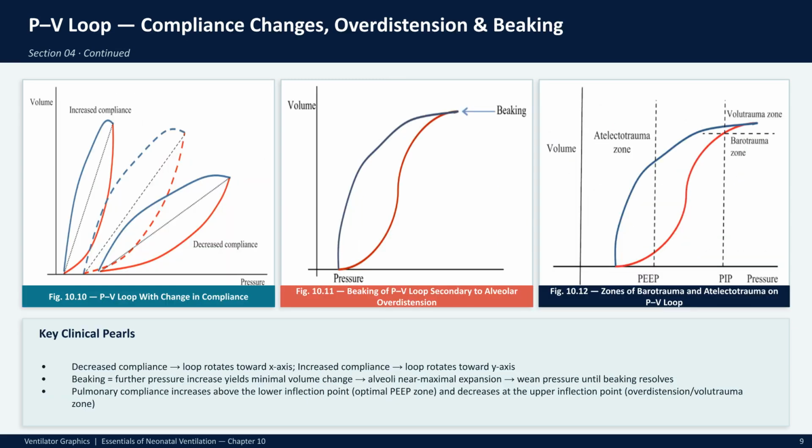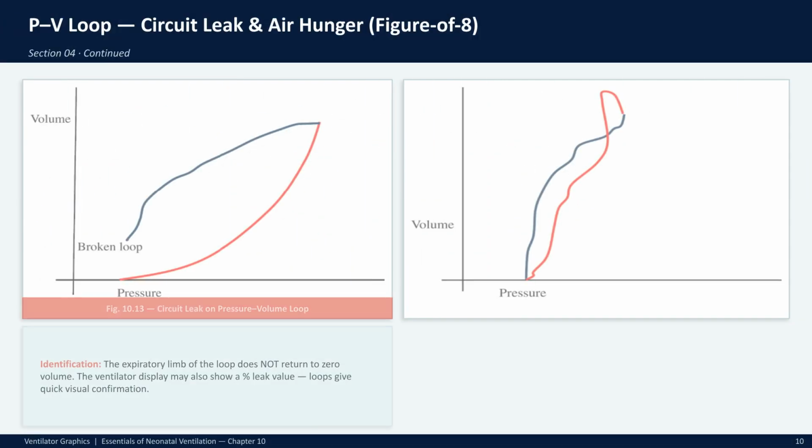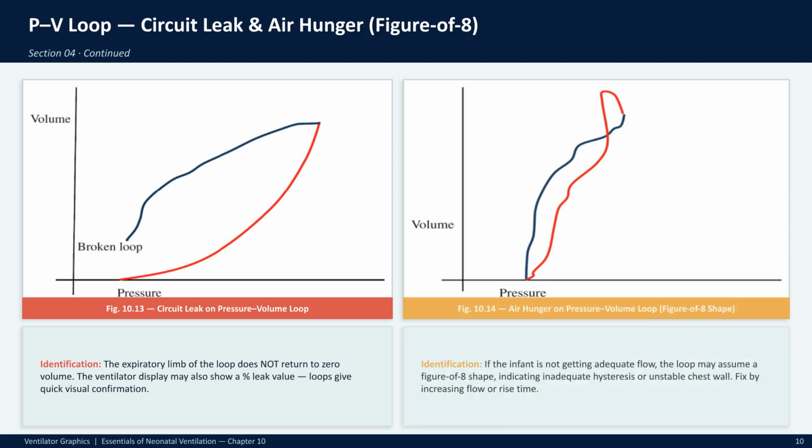When interpreting PV loops, note that decreased compliance rotates the loop toward the x-axis, while increased compliance shifts it toward the y-axis. Beaking at the top of the loop signals overdistension, suggesting a need to wean pressure to avoid alveolar trauma. A PV loop that fails to return to zero volume confirms a circuit leak, while a figure of H shape indicates, quote, air hunger, where the patient is not receiving adequate flow, necessitating an adjustment to the flow or rise time settings.